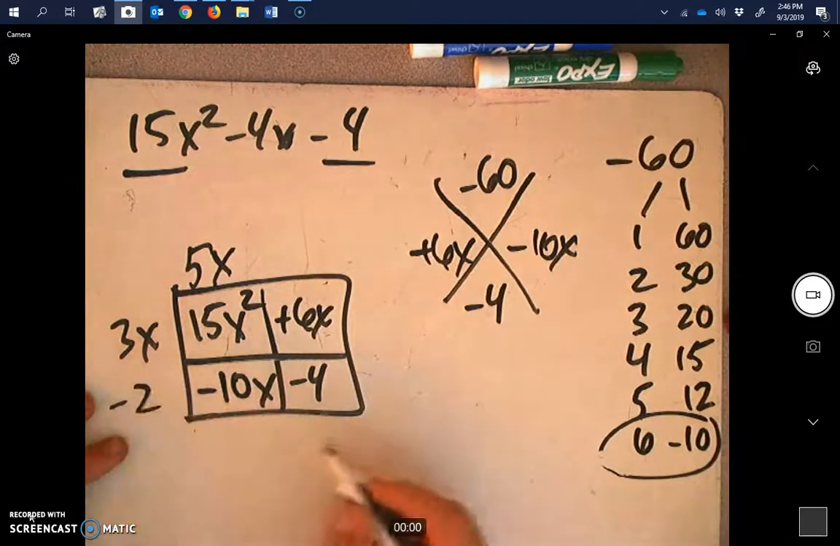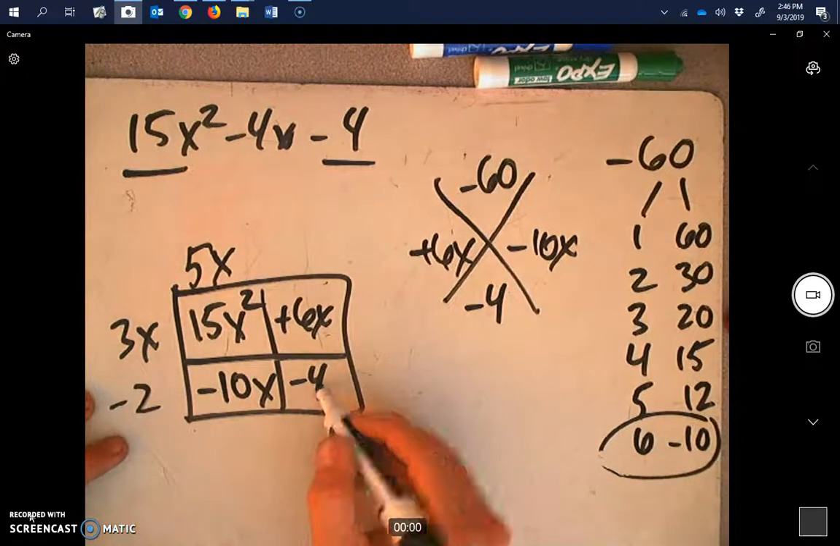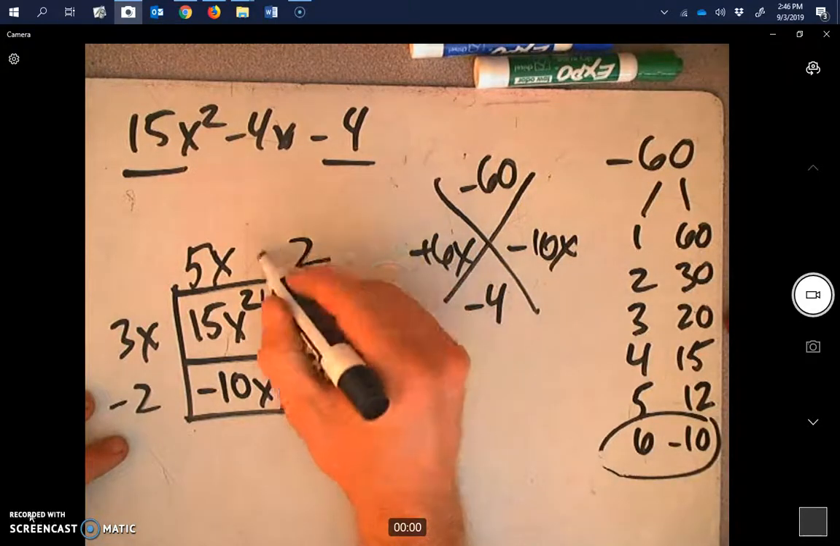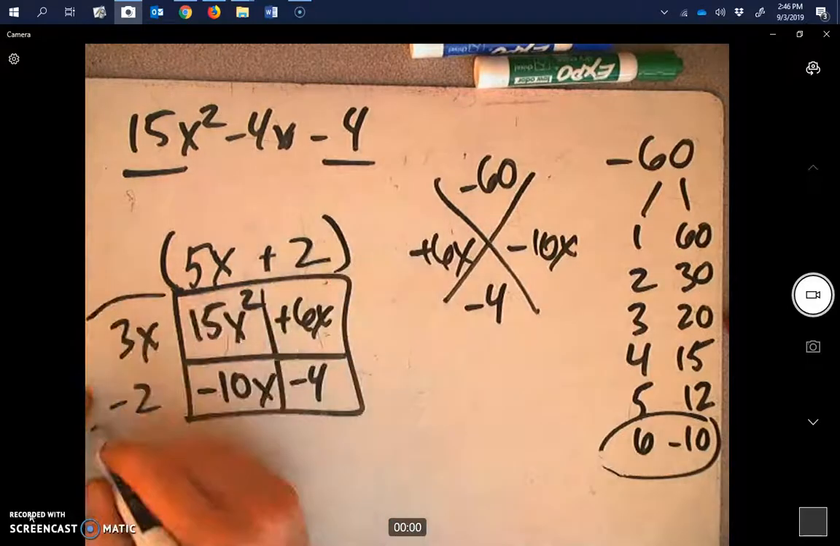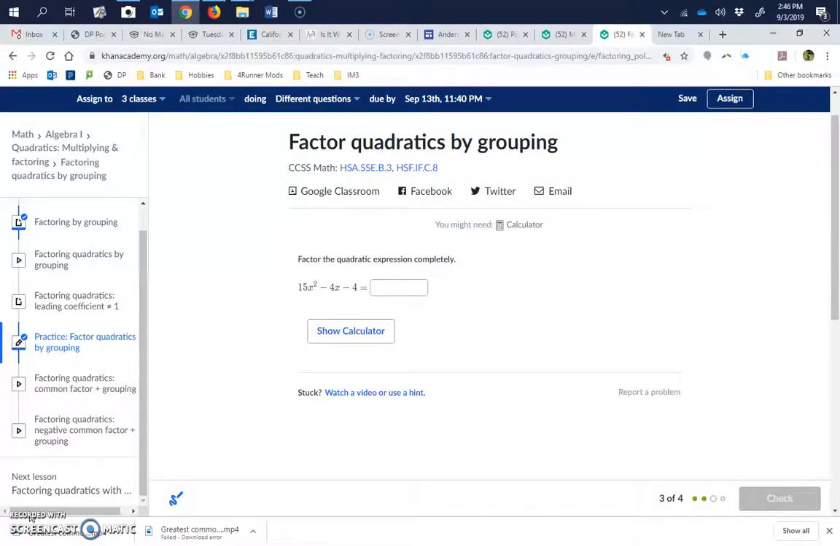That's negative 2. Negative 2 times what is negative 4? That's positive 2. 3x times 2 is 6x. So our answer is there. 5x plus 2 and 3x minus 2.